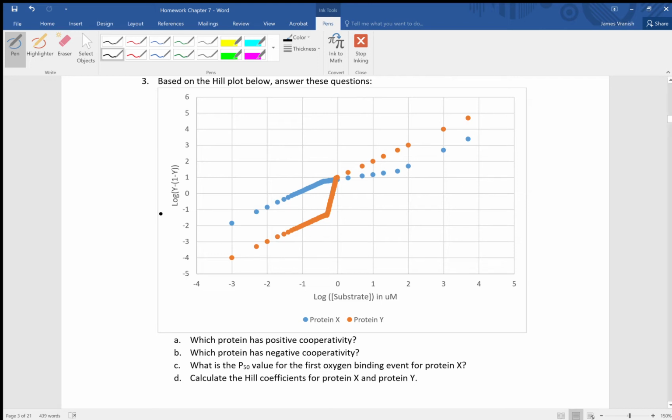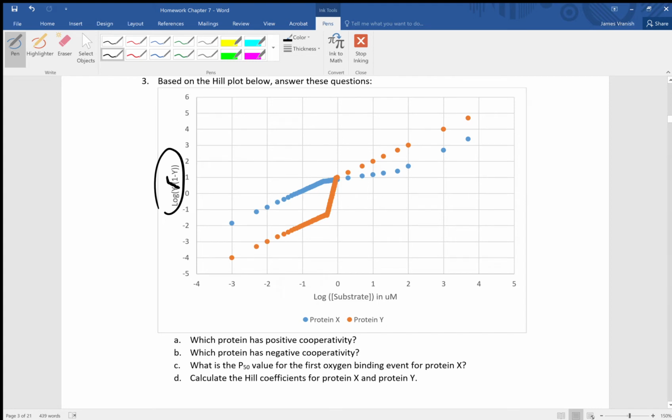On the y-axis, we have a logarithmic scale, wherein I actually took the log, so the log is basically done for us. And it's the fraction bound divided by 1 minus the fraction bound, y over 1 minus y. Sorry, it should actually say divided by, my bad. That was a typo on my part. On the x-axis, we have the log of the substrate concentration in micromolar.